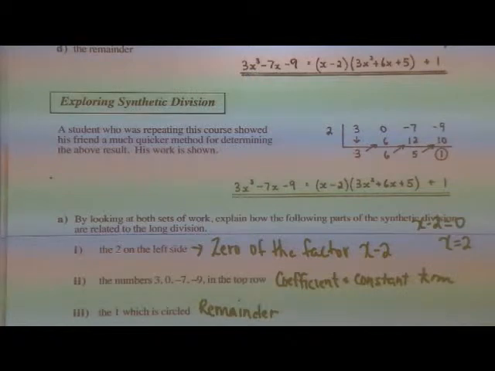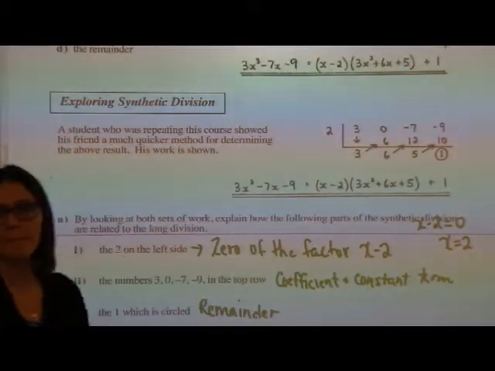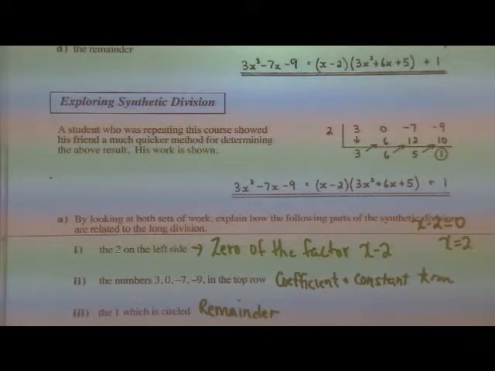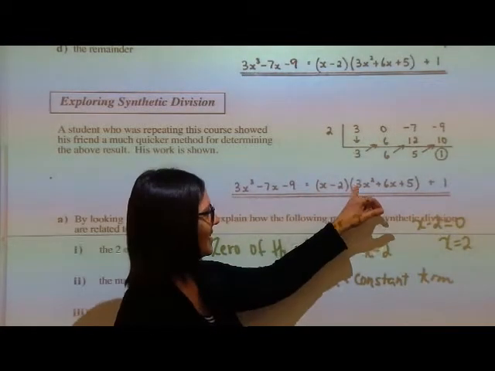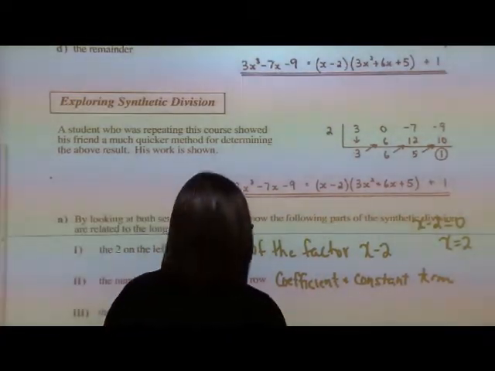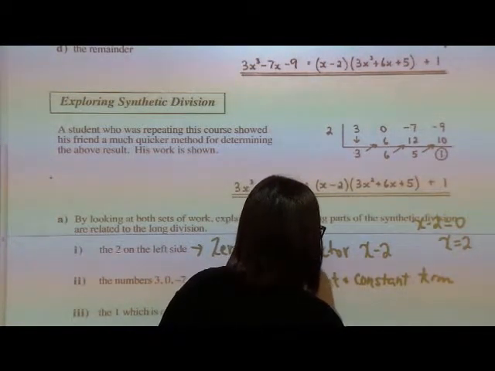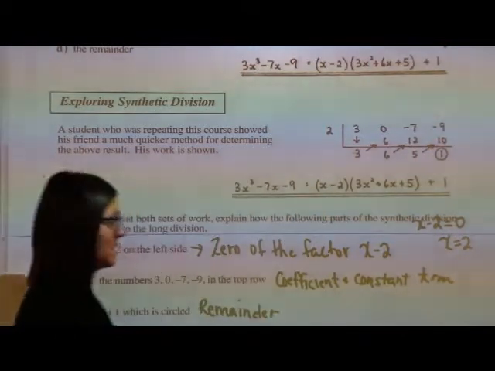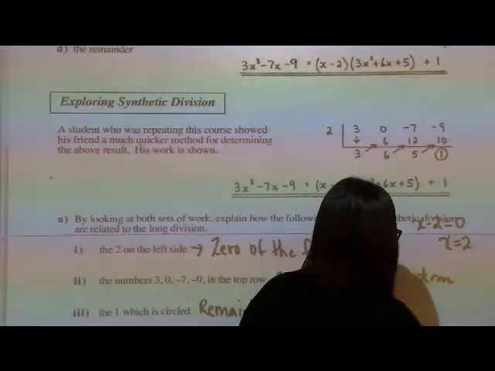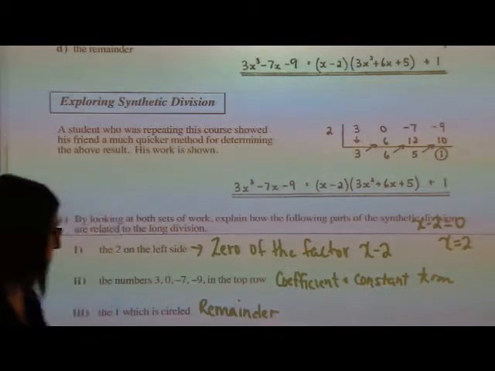Okay? So the 3, the 6, and the 5, where do we see those numbers in this statement? They're the quotient. What part of the quotient? The coefficient and the constant. Right. So it's the coefficient and constant in the quotient. I should put that part in there, because that's the important part: it's the part in the quotient.